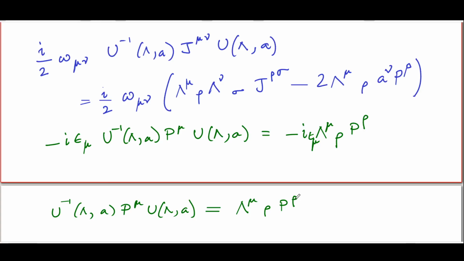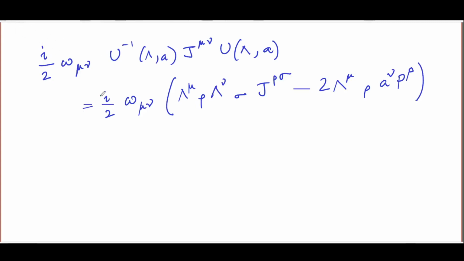Now in the expression that we have written down, on the left hand side we have omega mu nu contracted with U inverse lambda a J mu nu U lambda a, and that thing is already antisymmetric under the interchange of mu and nu, simply because J mu nu changes sign when you interchange mu and nu. So there is nothing to worry about the left hand side. The right hand side, on the other hand, is a different story. So let's take this expression and rewrite the right hand side after interchanging mu and nu.